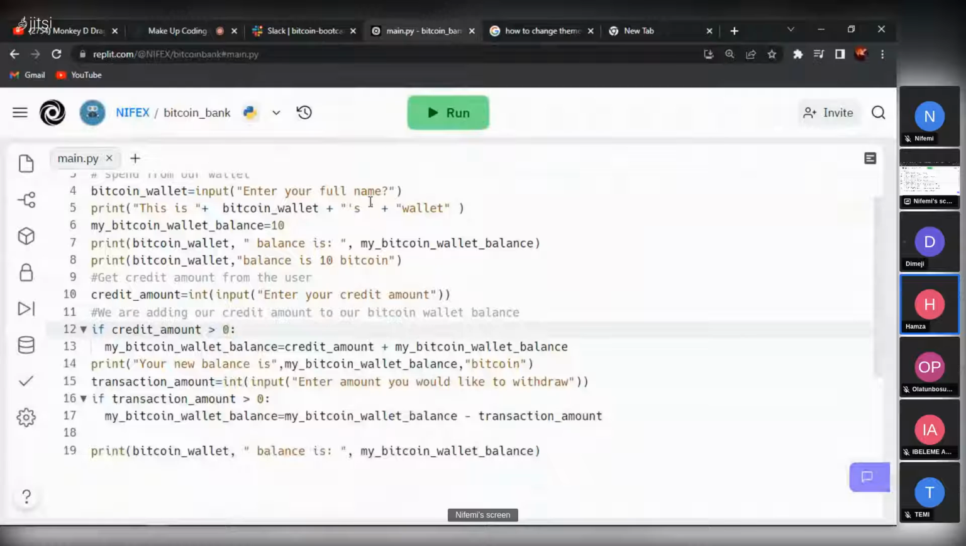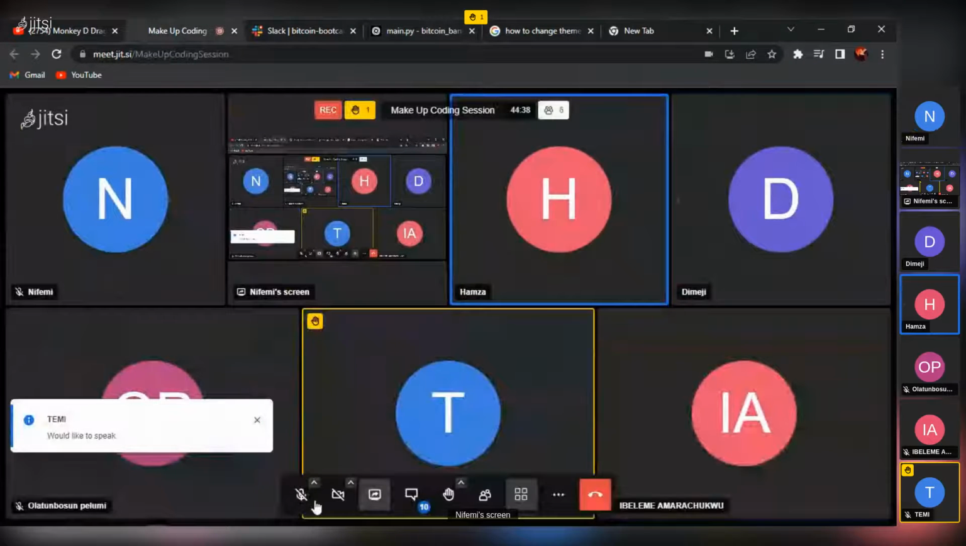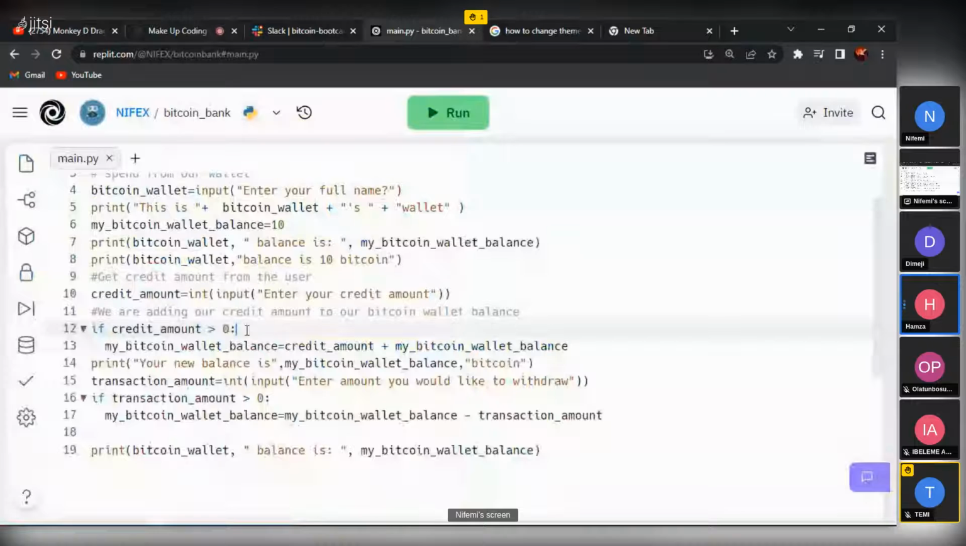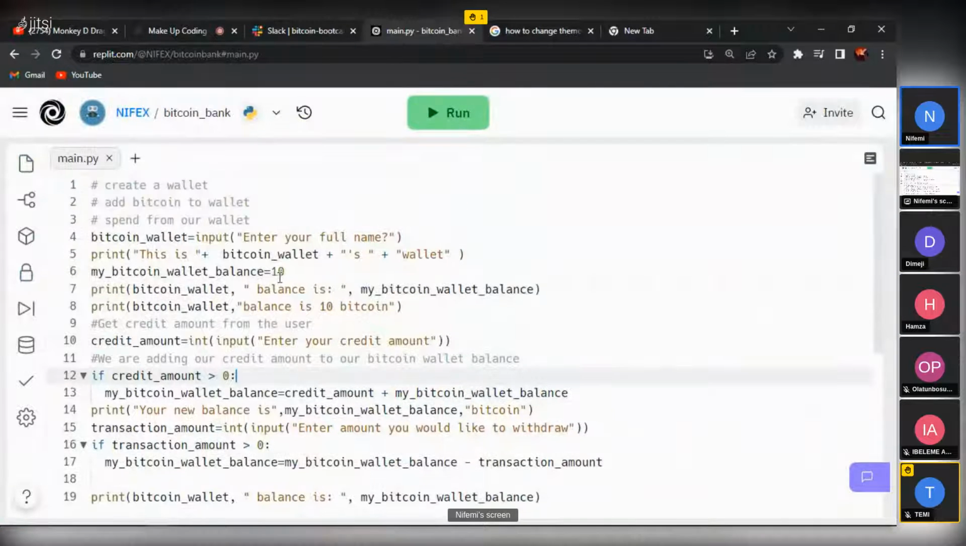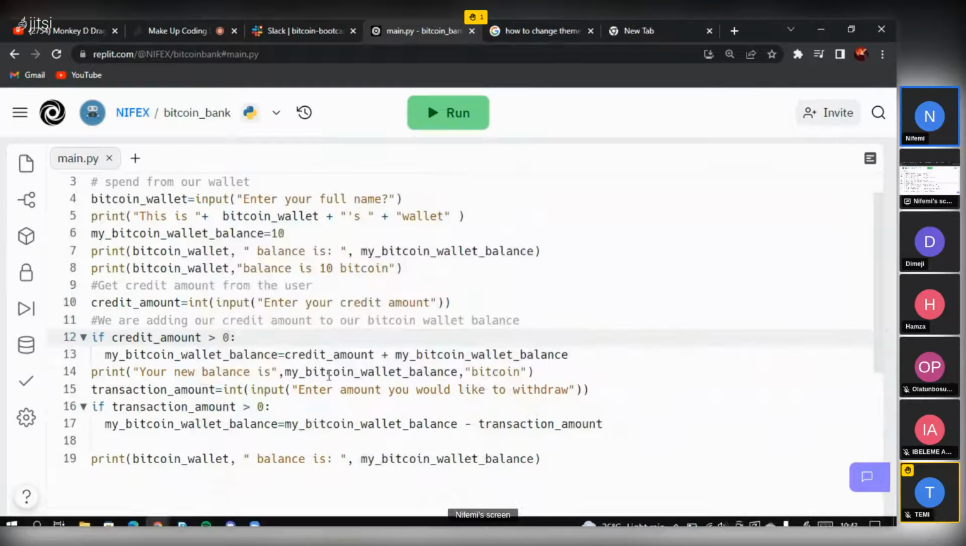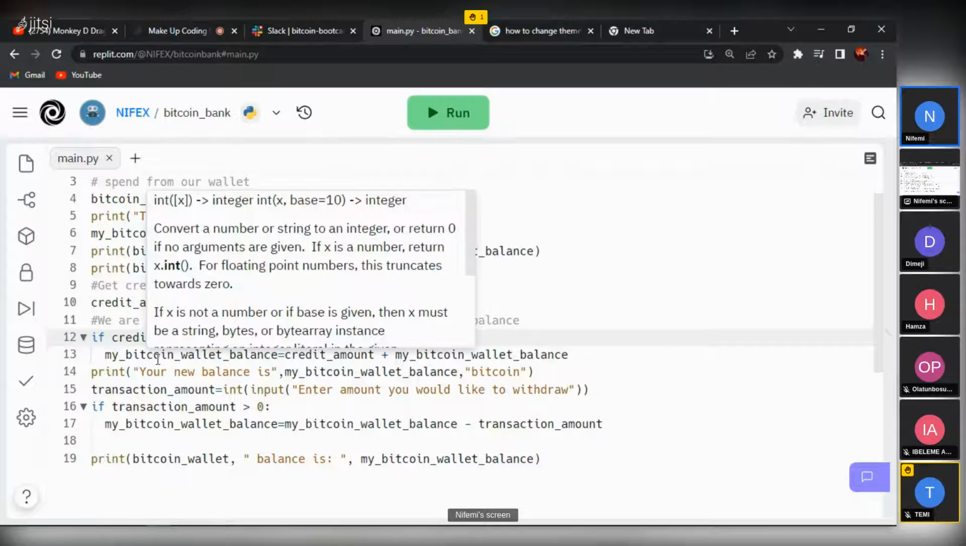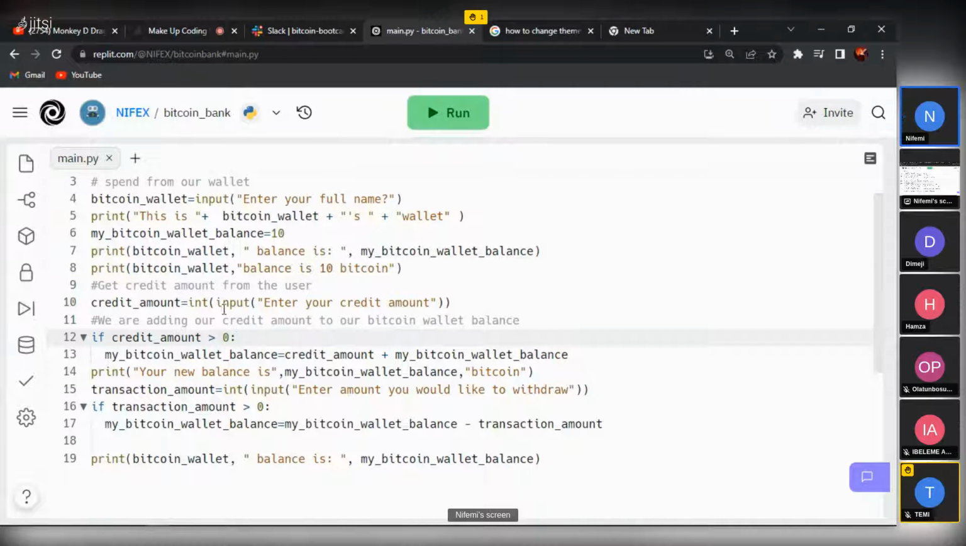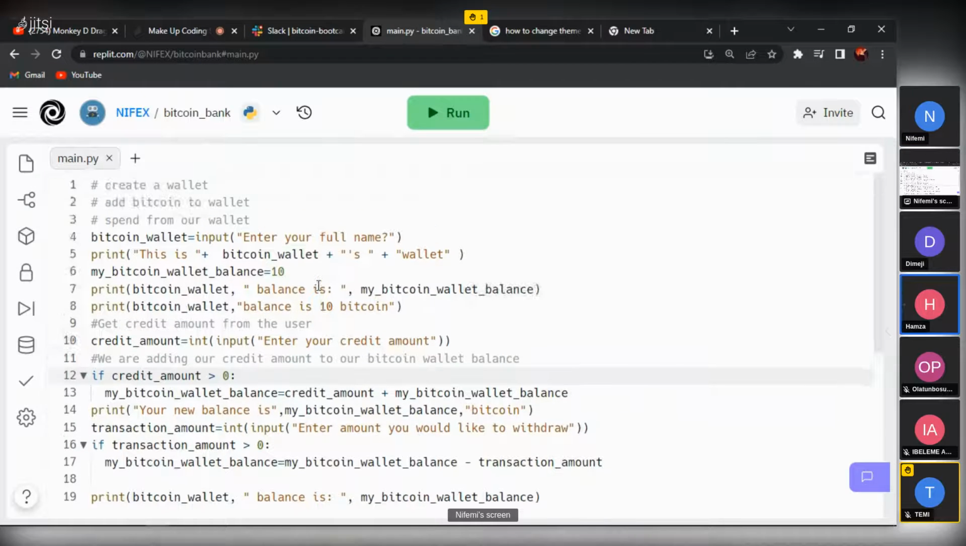Good. Hamza, is the credit amount the 10? No, the credit amount is not the 10. The credit amount is the amount that we are trying to get. Like in this line 10, credit amount is where we're inputting the amount that we want inside our account. So we're adding a certain amount into our wallet. Okay. Thank you.